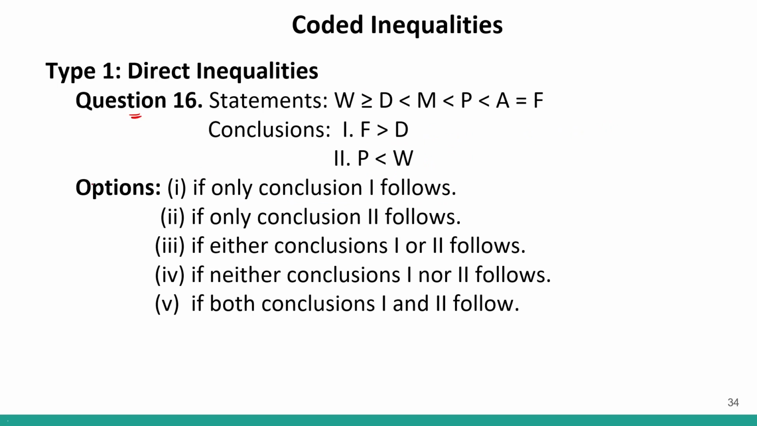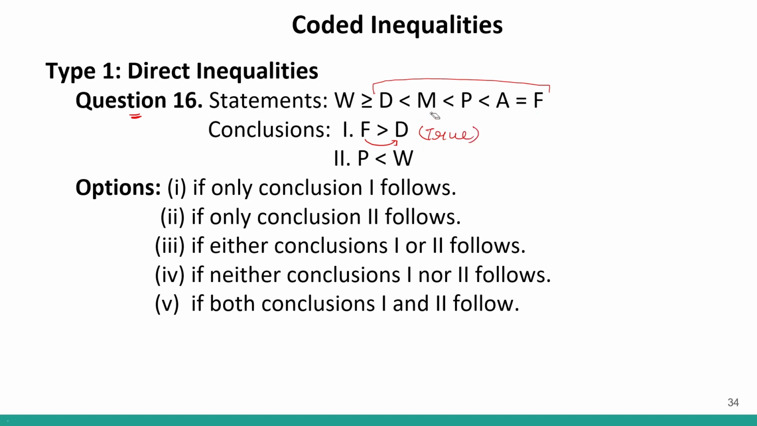Question number 16, statements and conclusions. So the first conclusion says F is greater than D. So we will move from F to D. Over here I can see a relationship between F and D. Correct? I can move from F to A to P, P to M and M to D. So this is true.